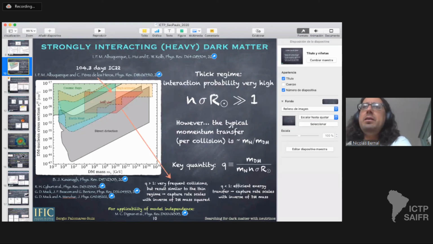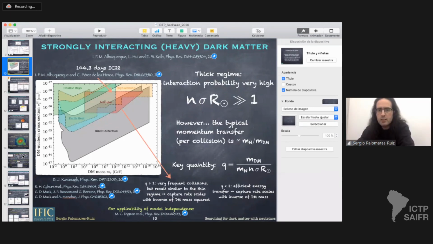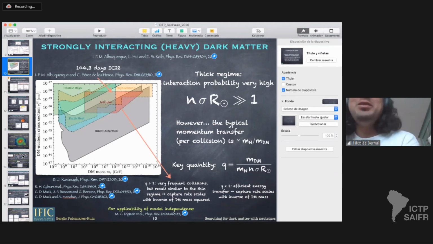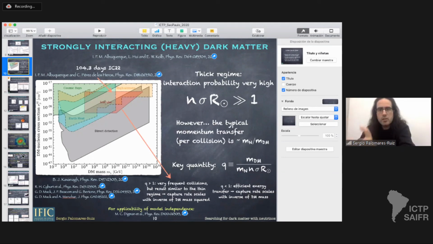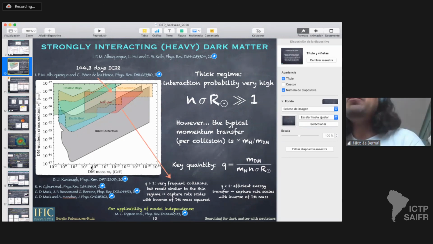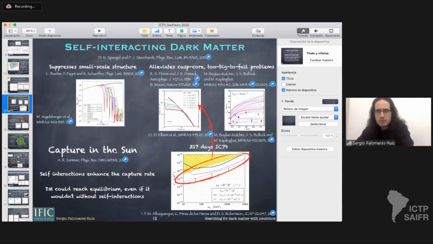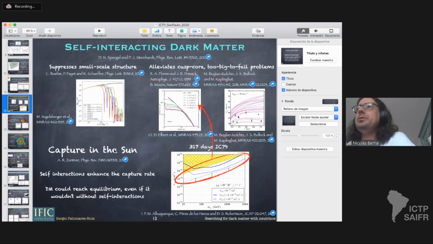Exactly there. These are not self-interactions. These are strong interactions. Ah, okay, that's why I was confused. This is dark matter with nucleons, the strong interaction on heavy masses. I was thinking of dark matter self-interaction, so that's why I was confused. Self-interactions is here. Yeah, that I understand. Okay. Thanks.